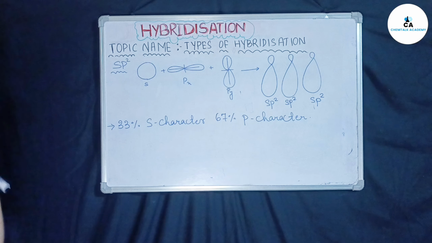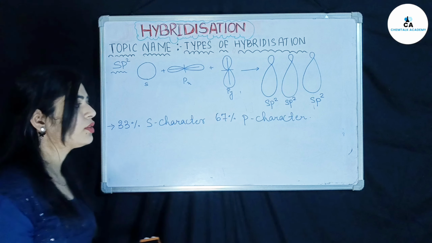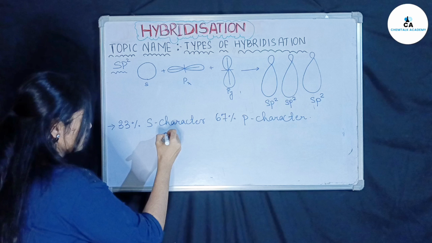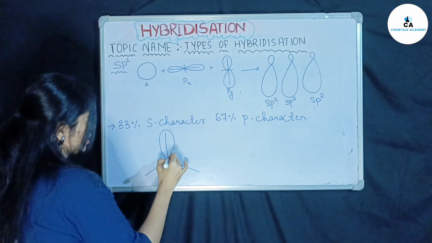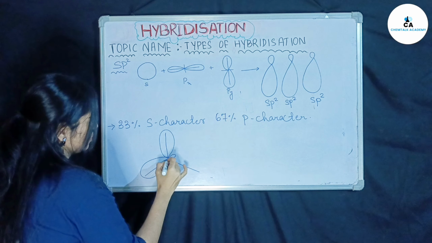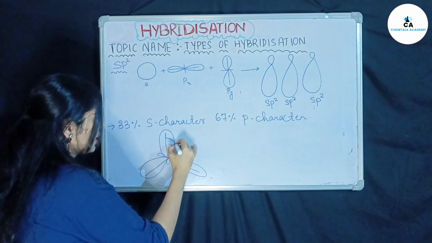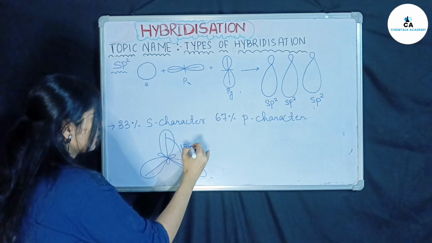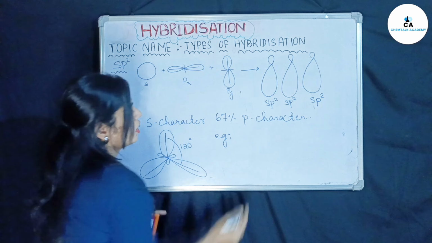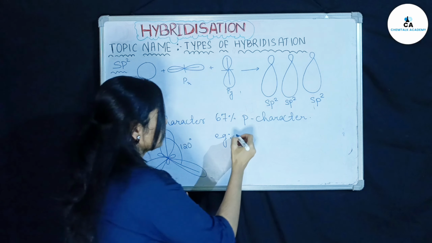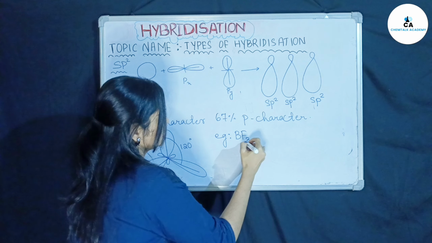Clear? Now, what will be its geometry? See, 3 are there, means it will be trigonal. One, two, three, trigonal structure. Bond angle will be 120 degree. Example: all the compounds of boron. Molecules of boron, for example, we can take BF3.